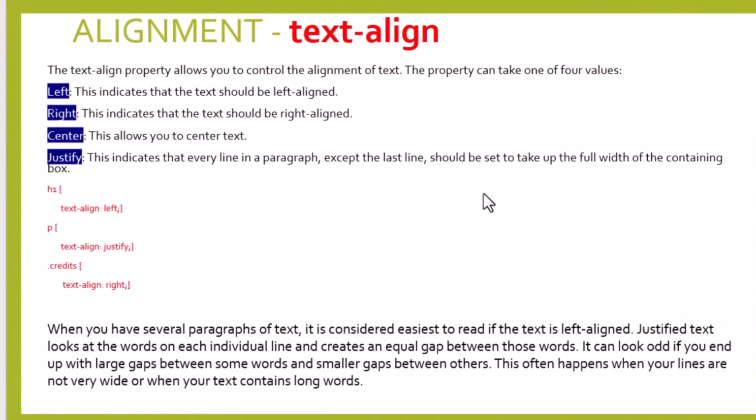Now let's talk about text alignment. This refers to the arrangement of text on a particular web page. We have four different values it could take, and the property name is text-align.